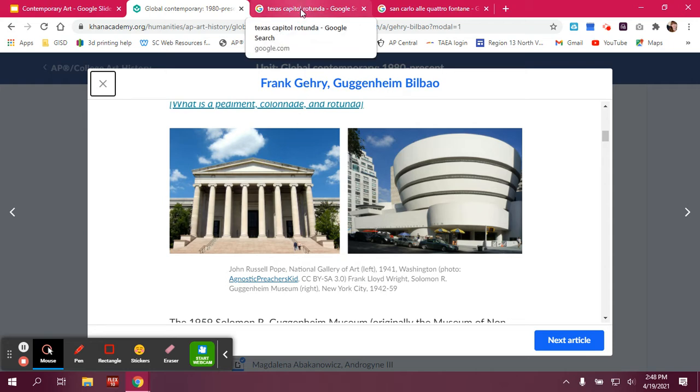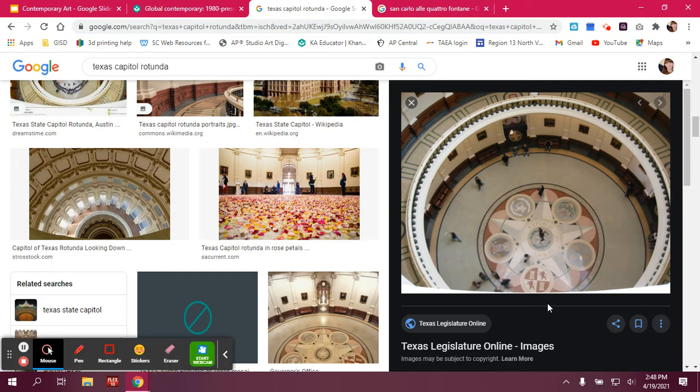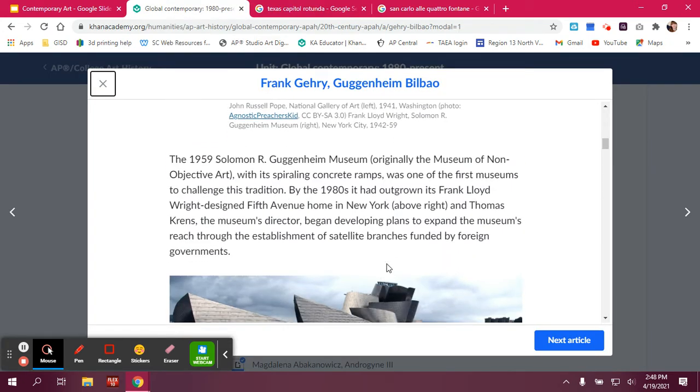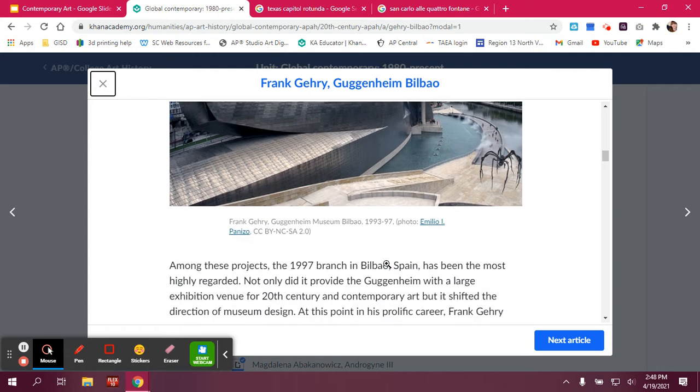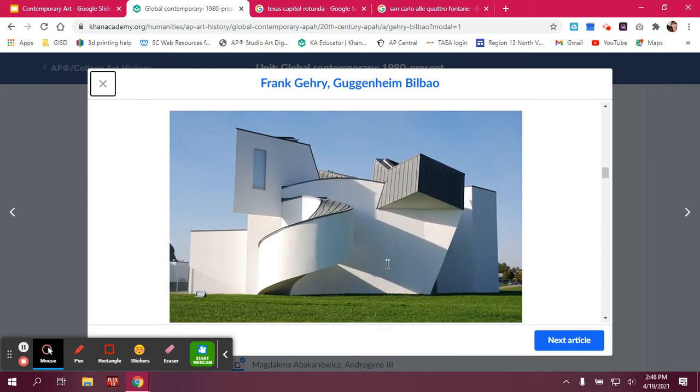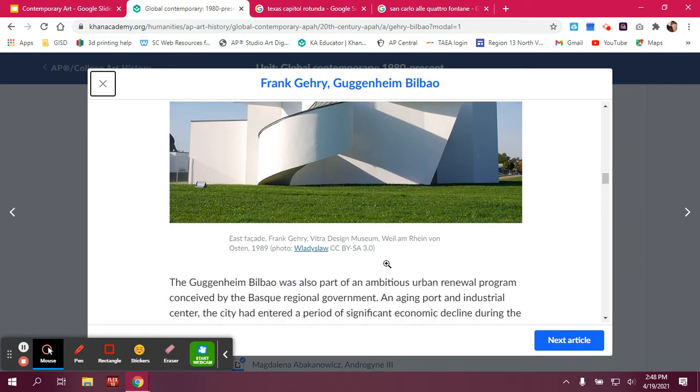So if you're wondering about the rotunda, the easiest way to think about it is if you've been to the Capitol for the state of Texas, they have a wonderful rotunda that's circular right as you come through the door entranceway that gives you this whole idea, and the Star of Texas is there, and it's just really, really beautiful.